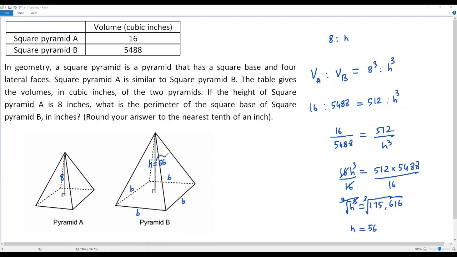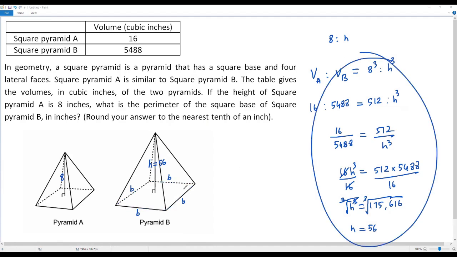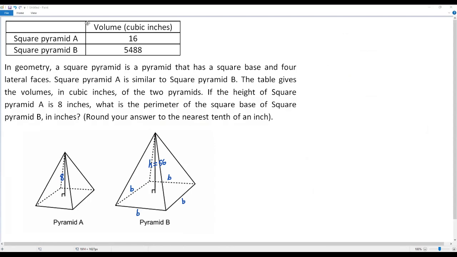Okay, now using this height 56 inches, I will be able to get the length of one of the sides of the square base over here. Now let me erase this stuff and continue the problem. Now let me consider the volume of the square pyramid B in the table, that is 5,488. Let me write it over here. That is, the volume of square pyramid B equals 5,488.